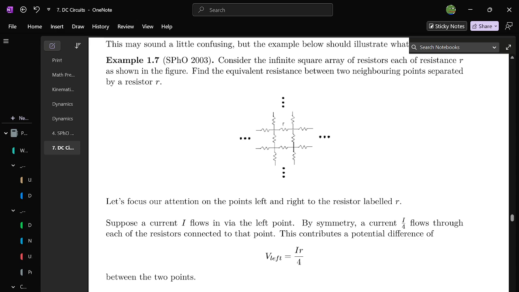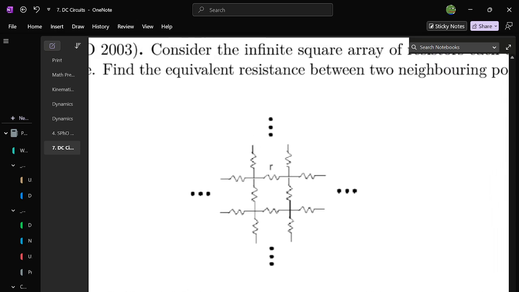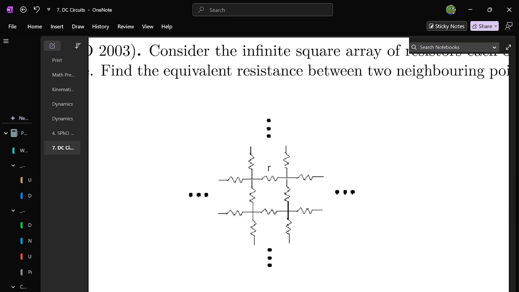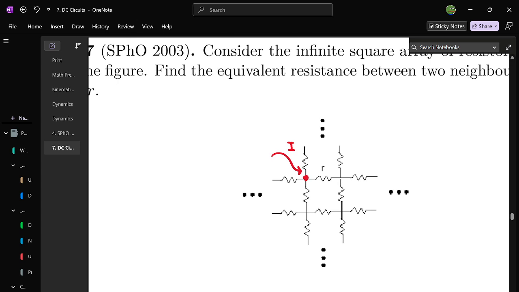So how we do this is we add current into one node. Let's say we choose these 2 nodes. Let's say we put a current I in this node, and then we remove, let's not remove it first. Let's just consider putting a current I here first. So what happens to this current? Well, because this grid is infinite, the current just spreads out evenly like that, I over 4 in each direction.